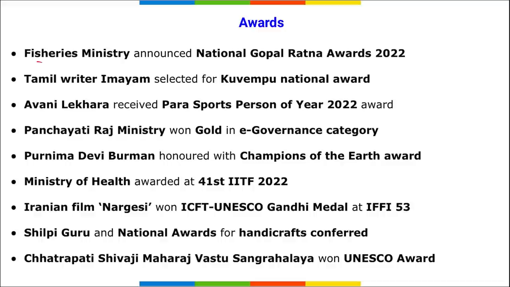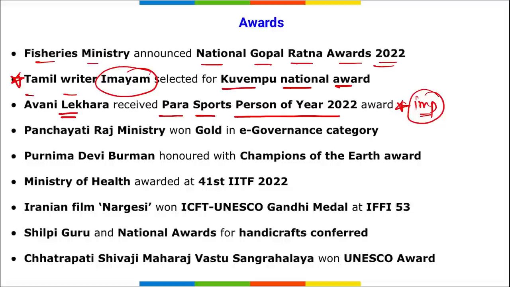First, Fisheries Ministry has announced National Gopal Ratna Award for 2022. Tamil writer Imayam has been selected for the Kuvempu National Award. This is an important current affair, so mark this. Avni Lakhera received Para Sports Person of the Year 2022. A very important question will be asked to you, that who received the Para Sports Person of the Year award for the year 2022. She is Avni Lakhera.